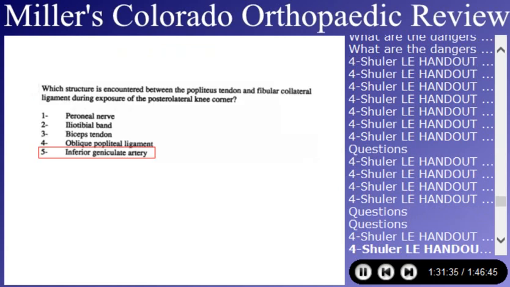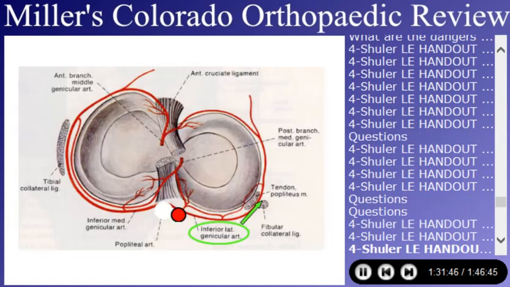Which structure is encountered between the popliteus tendon and fibular collateral ligament during exposure to the posterior lateral corner of the knee? Inferior geniculate artery, and I'll have a cross-section here showing that. Right here, lateral corner of the knee, inferior lateral genicular artery goes between that. Right here, between the fibular collateral ligament and popliteus. Don't forget, popliteus is intra-articular.